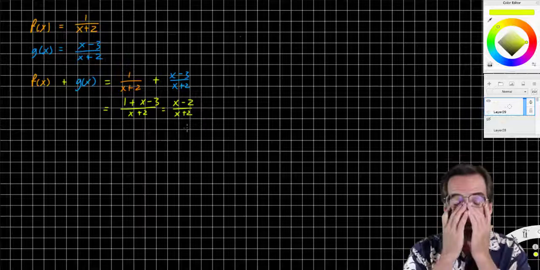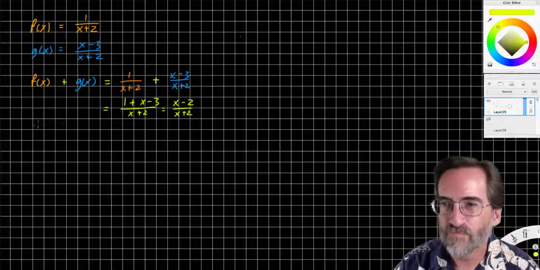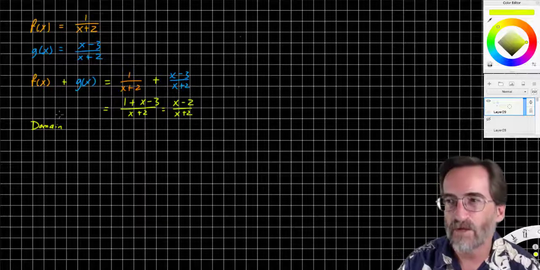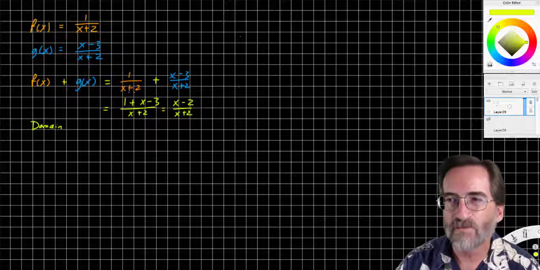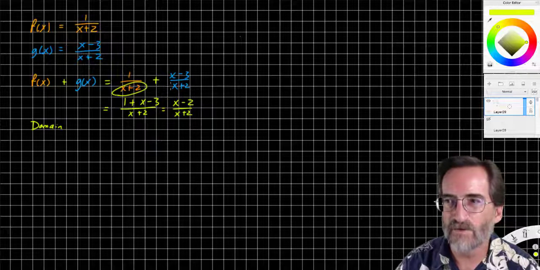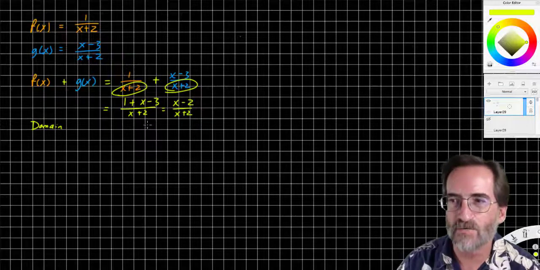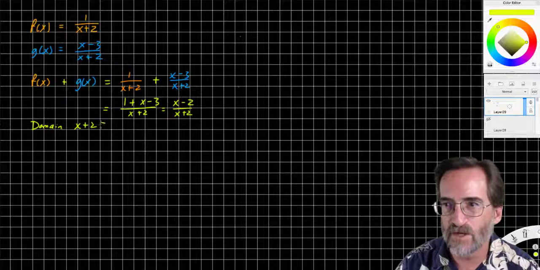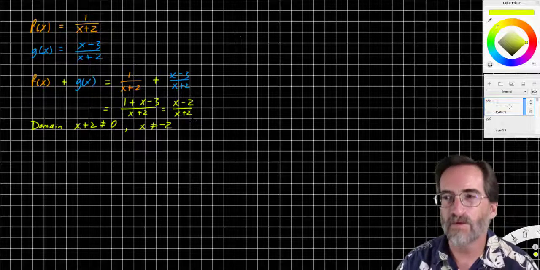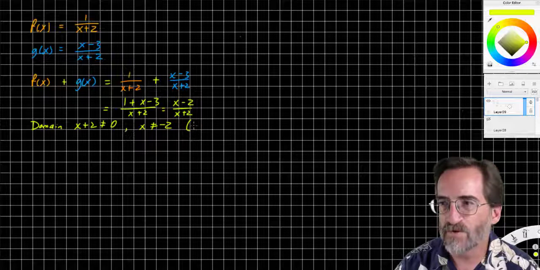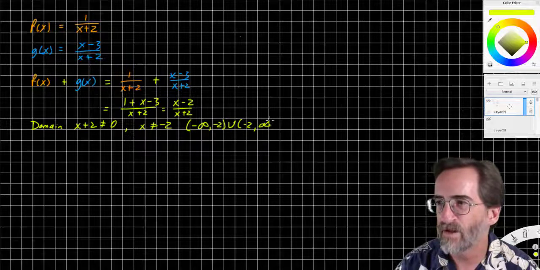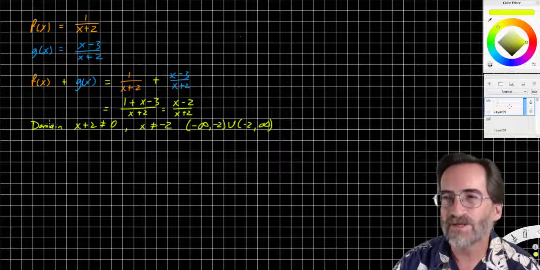Okay, now when it comes to domain, of course, there are some restrictions. We cannot divide by 0. We can't square root a negative. Now you must apply the domain restrictions before simplifying. So we can't have the denominator be 0 anywhere. x plus 2 luckily is the only denominator that appears, so x plus 2 cannot equal 0. Therefore, x cannot equal negative 2. The domain in interval notation would be negative infinity to negative 2 union negative 2 to infinity. All right. So that's addition.